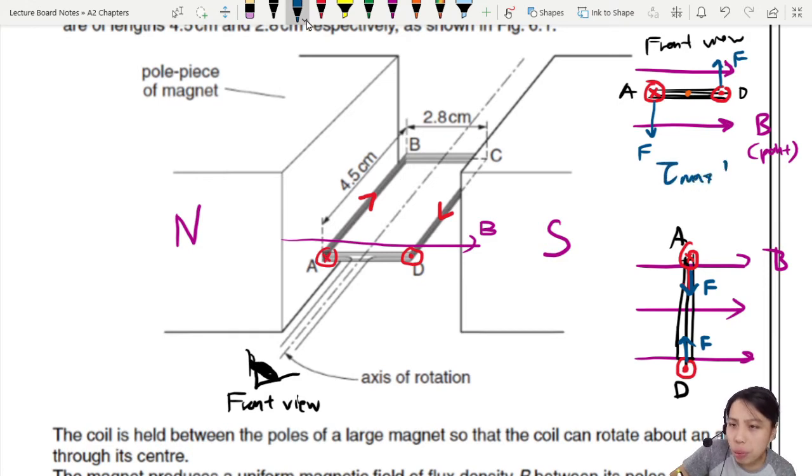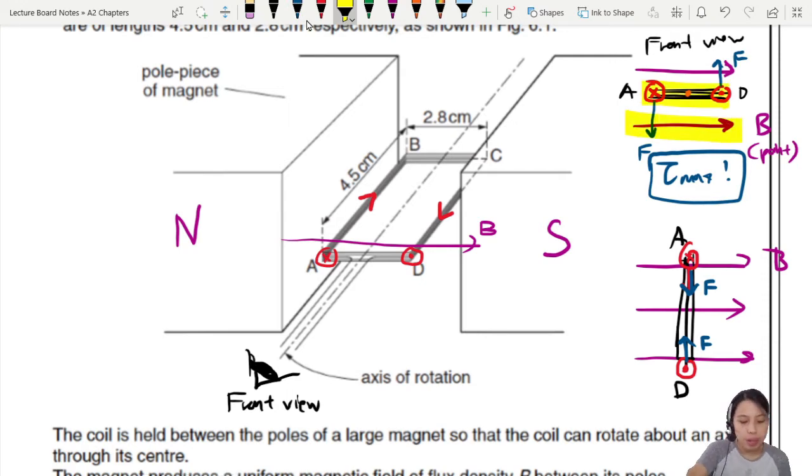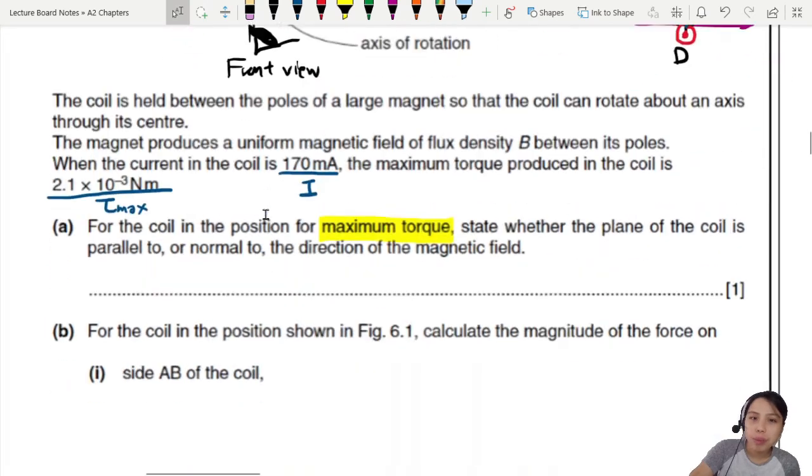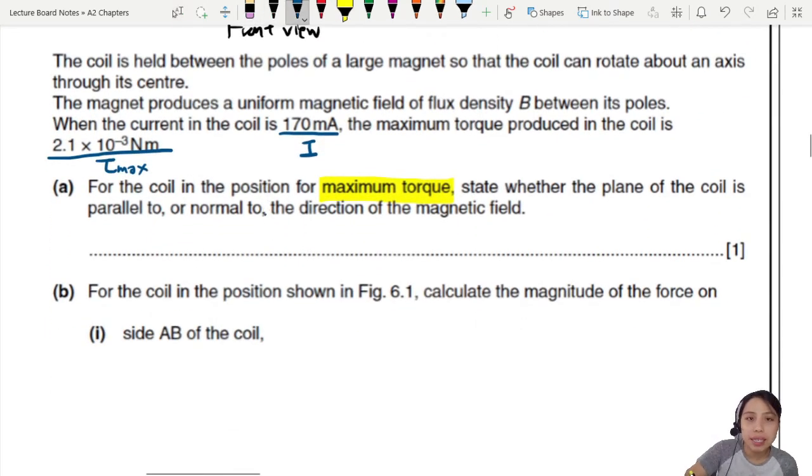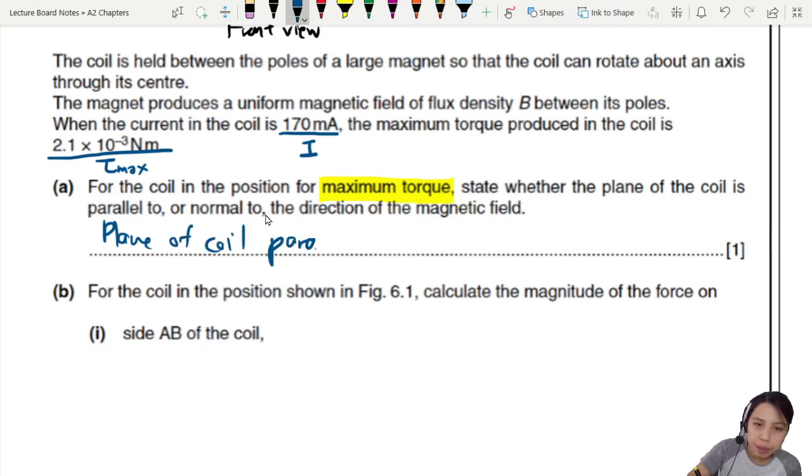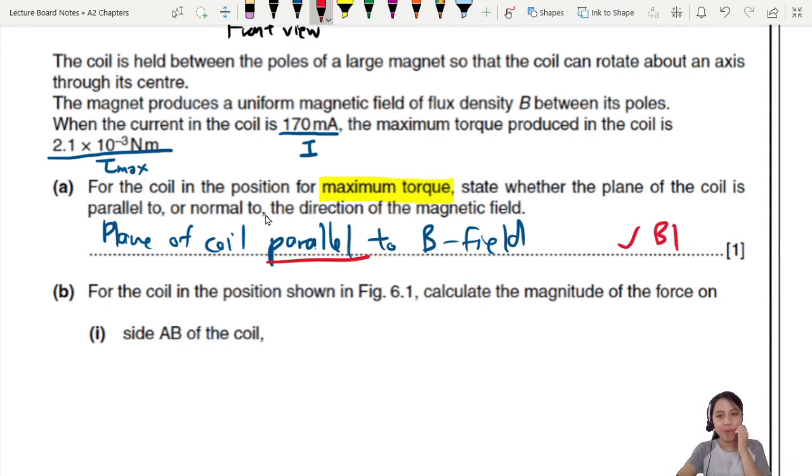But maximum torque will occur when your plane is parallel to the field. So we're going to say that down in our answer. Maximum torque happens when? Parallel. So you can say plane of coil parallel is the keyword to the magnetic field. Or I'm using a shortcut and say B field. So 1 mark for parallel. That's B1. Okay. Now we have to calculate the magnitude of the force on the side AB of the coil.